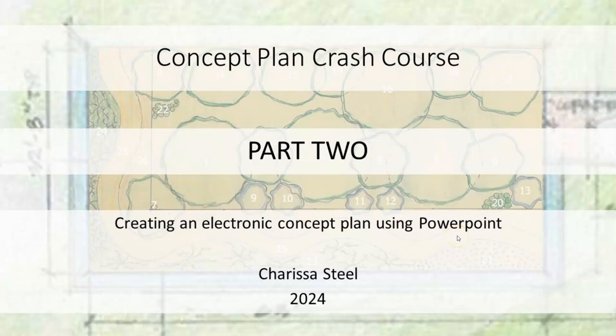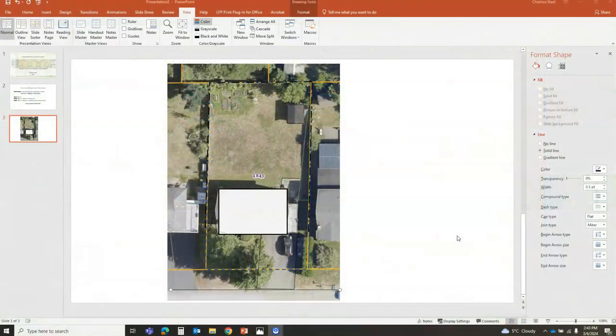Okay, welcome back. This is part 2 of my concept plan in PowerPoint crash course on how to create a really quick electronic concept plan. So I have already drawn the fence, the property line, the driveway, the house, the shed, the garden bed. If I was going to be doing work on the front yard, I may want to also include the lines out to the property here. But because I'm working in the backyard, I'm not going to worry about it.